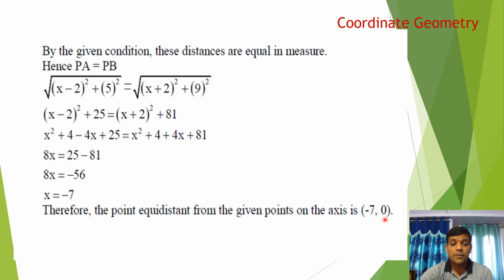Now what do you observe? Distance between PA and PB. Here P is minus 7 comma 0. So the distance between P, minus 7 comma 0, and point A, and the distance between P and point B, are equal. Distances are equal. So coming to the next question.